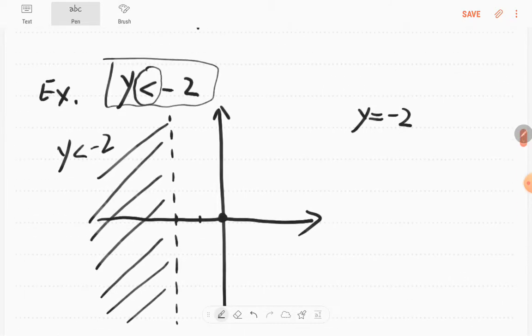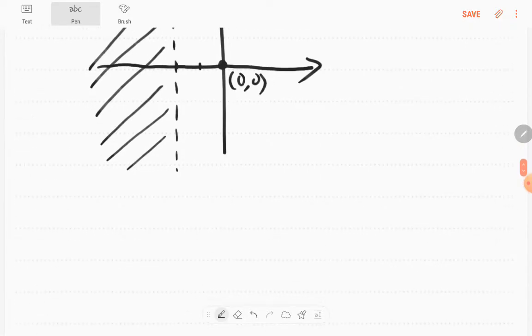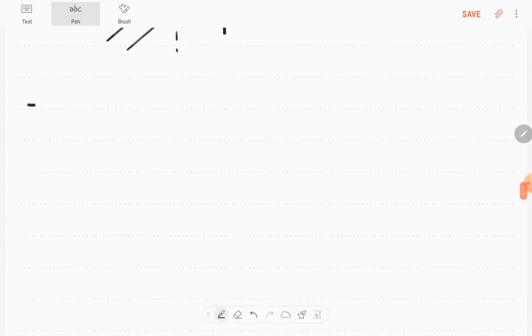So the first step is you always draw the line y equals negative 2, right? This line divides our plane into two regions. Then test a point to determine whether this region satisfies the inequality. If it does not, then the other part would be the region for this inequality. Okay, so now let's look at another example.